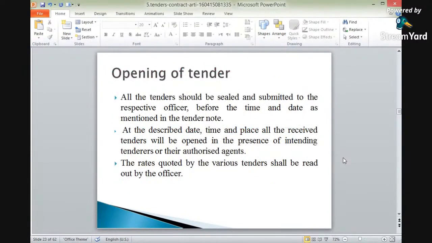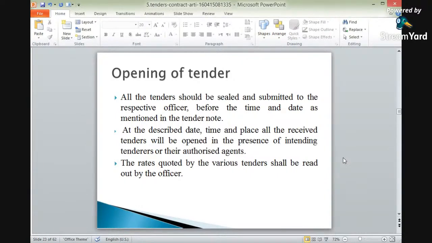What is the opening of tenders? All the tenders should be sealed and submitted to the respective officer before the time and the date as mentioned in the tender note. So before the stipulated time and date, it is to be submitted to the department in a sealed form.